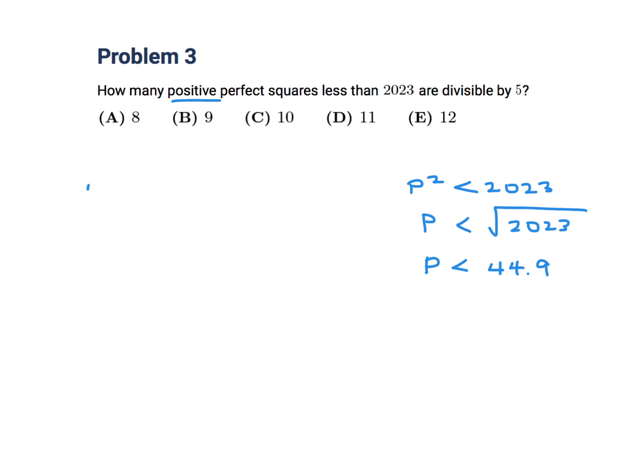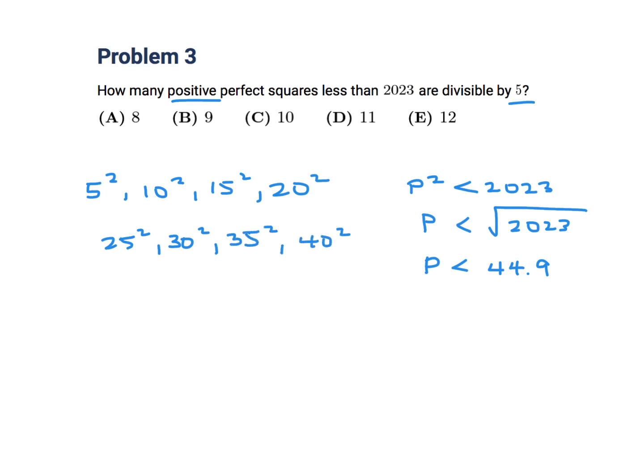So let's see here, that's going to be 5 squared, 10 squared, 15 squared, because they're divisible by 5, so they have to be multiples of 5. 20 squared, 25 squared, 30 squared, 35 squared, 40 squared, and then that's it, because 45 squared wouldn't be allowed since 45 is not less than 44.9. So how many did I get? 1, 2, 3, 4, 5, 6, 7, 8. And therefore the answer to this one is A.